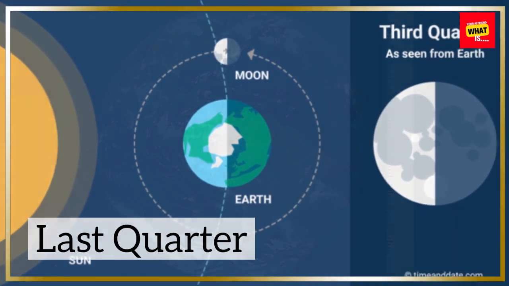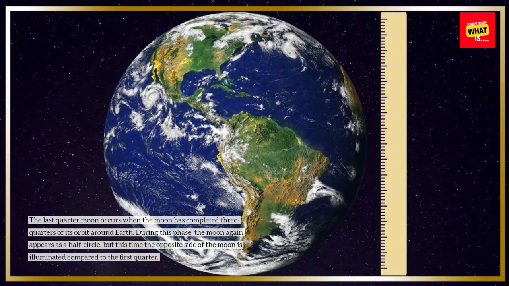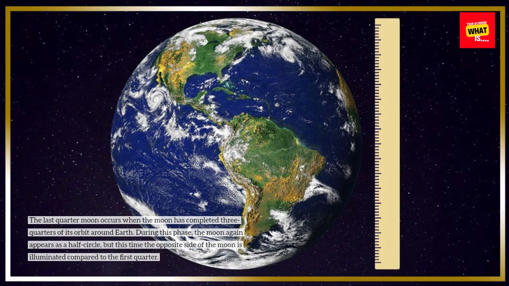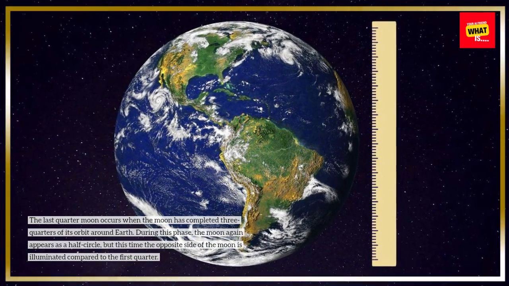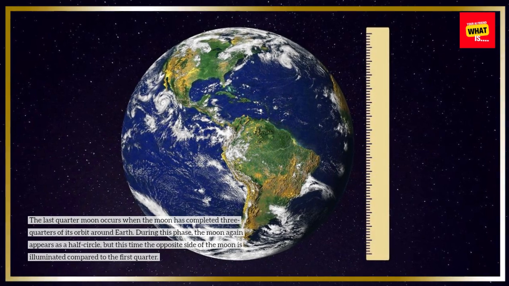Last quarter. The last quarter moon occurs when the moon has completed 3/4 of its orbit around Earth. During this phase, the moon again appears as a half circle, but this time the opposite side of the moon is illuminated compared to the first quarter.